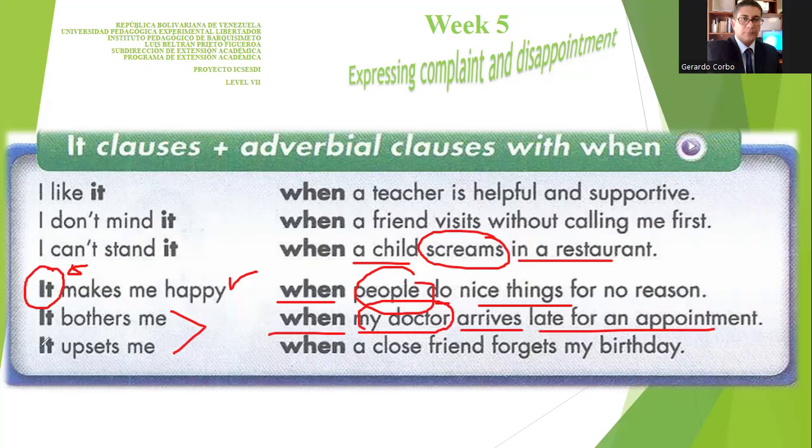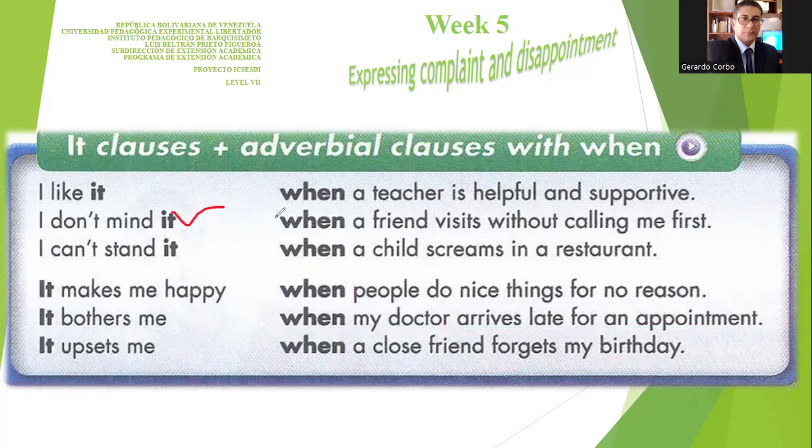It upsets me. Notice the linking when you pronounce it. It upsets me when a close friend, that is my subject, forgets. The verb in present, and then you have the complement. So this is the basic structure to indicate when something bothers you, when something makes you happy, when something upsets you. Okay? Remember that something that is neutral in this case is the use of I don't mind it. It means that no problem for you. There is no problem with that.